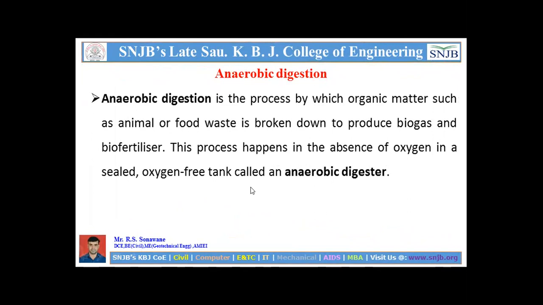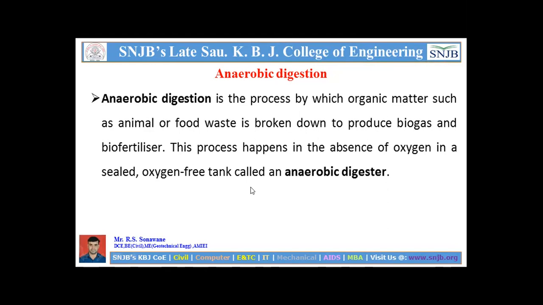So the anaerobic digester is one of the units we study. There are different types of organic matter, produced by animals or as food waste, which are broken down in that particular unit to produce biogas or biofertilizer. This process happens in the absence of oxygen, in a tank that is free of oxygen. It is an airtight tank, which is called an anaerobic digester.